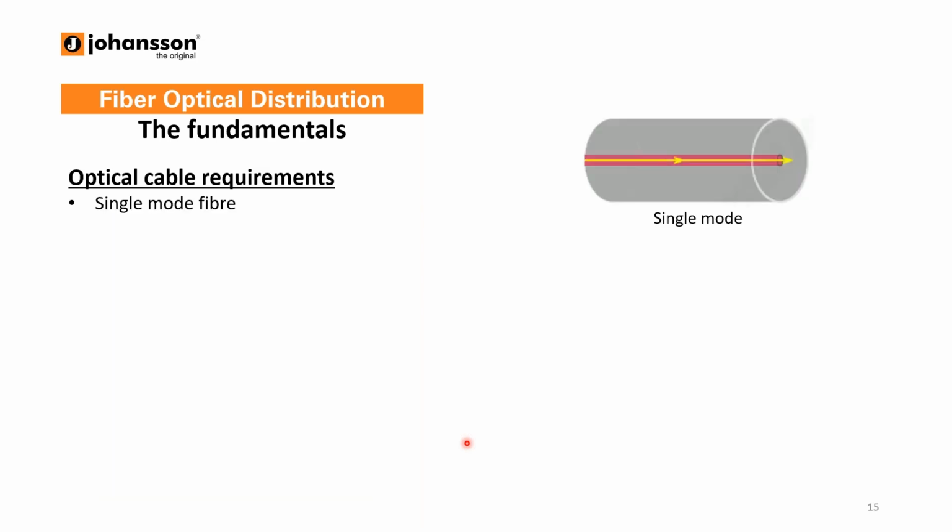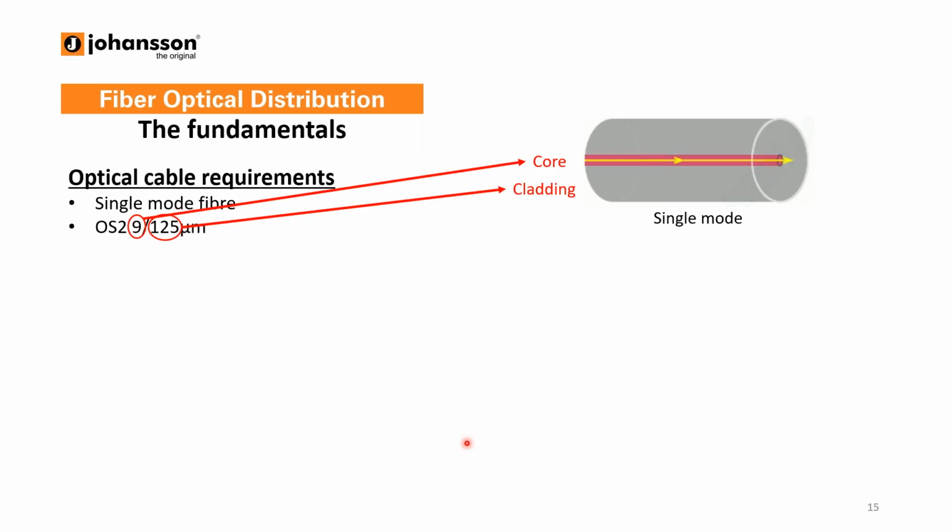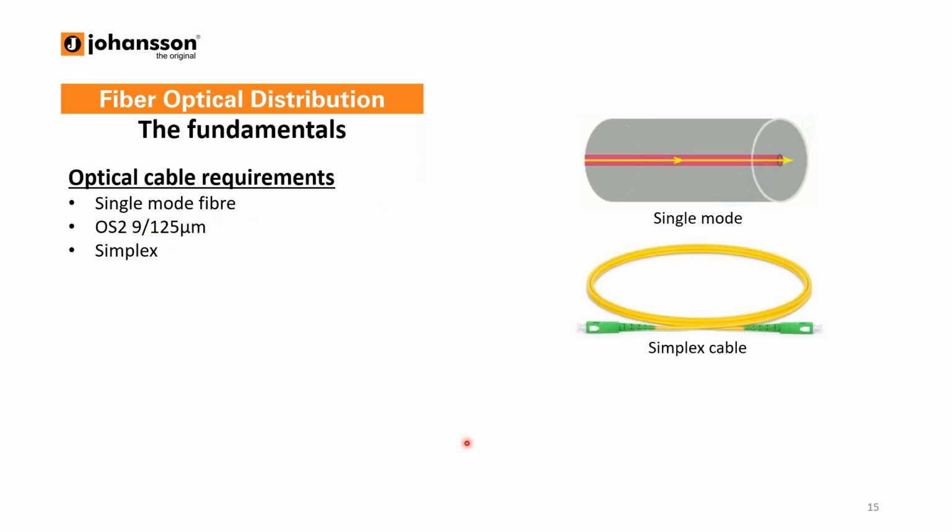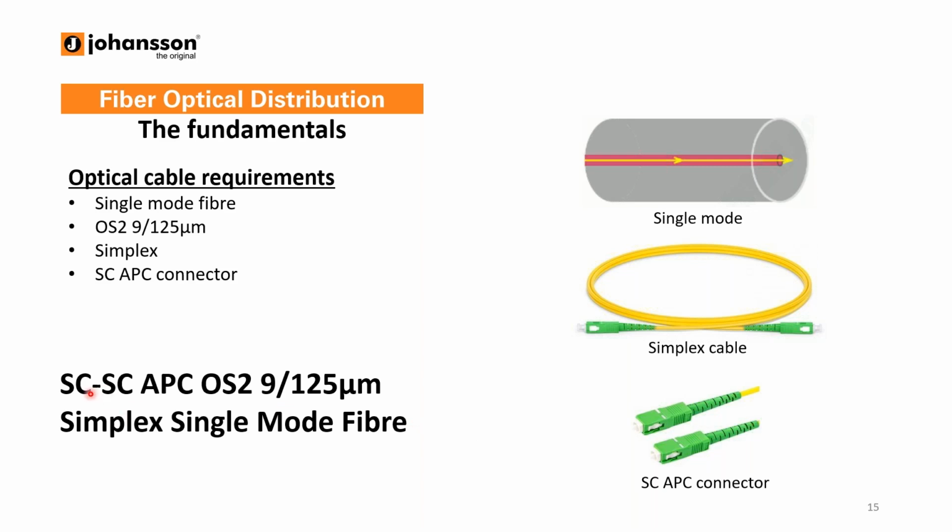So which fiber should be used with our solution? Basically, it's a single mode fiber. So we use the 925 micrometers cable with the core and the cladding. It's a simplex cable, so only one cable, and we use SC APC connectors. So this is the type of cable you have to use with our solution.